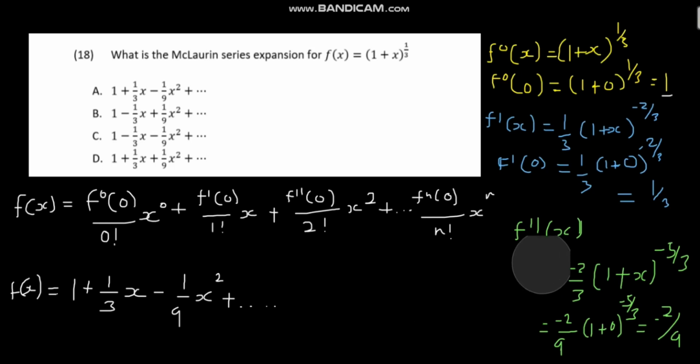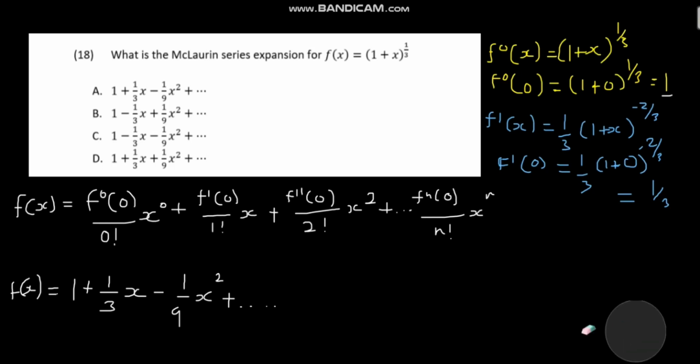So this now becomes our answer. Now let's go back to the given answers here and see if we have this. So we have 1 plus 1 over 3x minus 1 over 9x squared. So that's option A here.